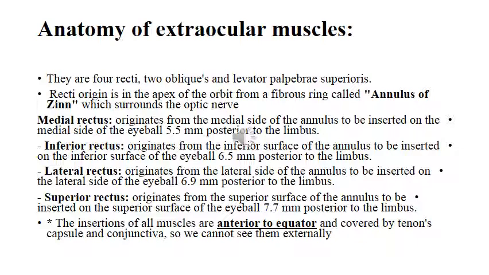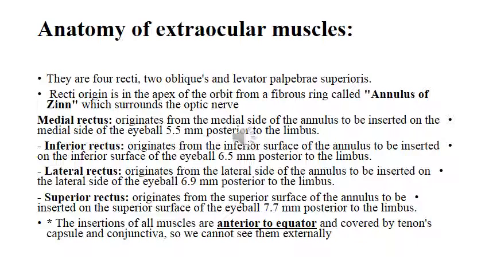Each rectus muscle originates from its corresponding side of the annulus, like the medial rectus originates from the medial side of the annulus, inferior rectus from the inferior side of the annulus, and lateral and superior also from the lateral side and from the superior side of the annulus. They all insert anterior to the equator by different distances from the limbus, posterior to the limbus.